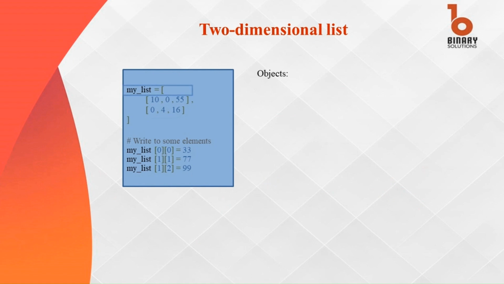In the first step, a new list object, my list, is created with two nested lists, [10, 0, 55] and [0, 4, 16]. Each nested list represents a row in the two-dimensional structure. Elements within this structure can be accessed using two indices, row, column.